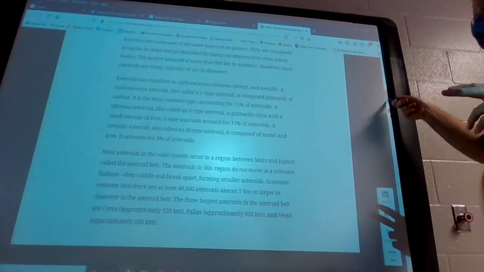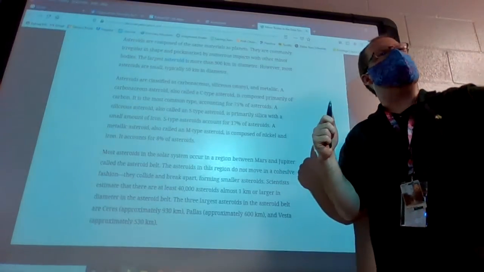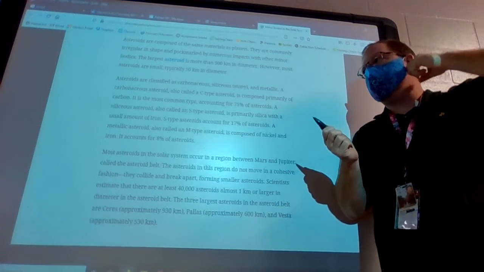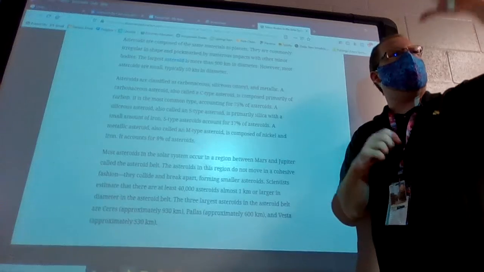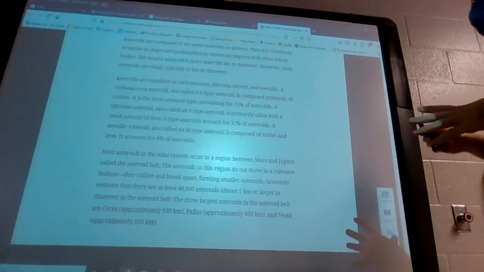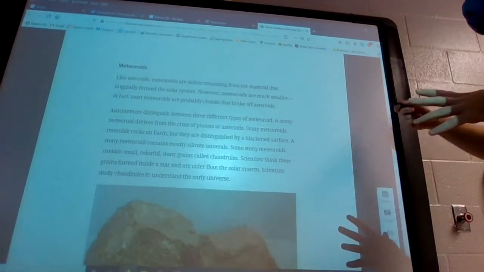So asteroids are going to be bigger. They're also going to have more of an orbit around the sun or maybe around a different planet, where meteors are kind of a little bit harder to track and know exactly what's going on with them. If we scroll down a little bit, they start to talk about meteors.